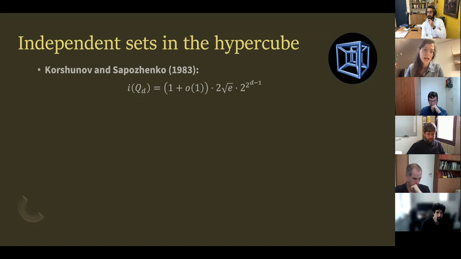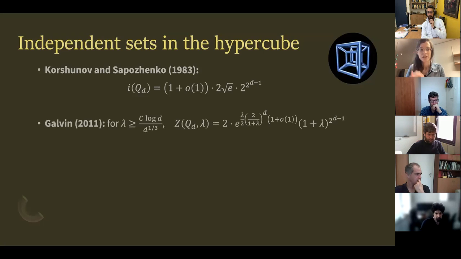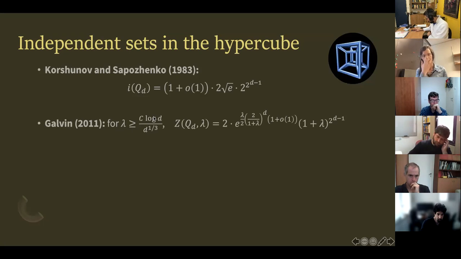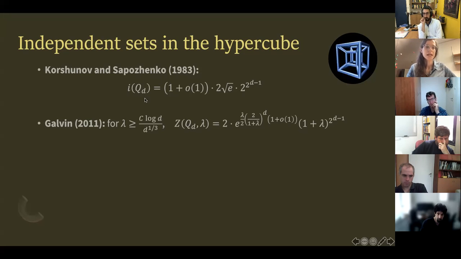And the result was generalized by Galvin for the hardcore model. He gave results for several values of lambda. I just wrote here the most general one. When lambda is at least log d divided by d to the 1/3, then the partition function is given by this formula, and you can see that if you plug in lambda equals 1, you get exactly the formula of Korshunov and Sapozhenko. So this is just a generalization for other values of lambda.